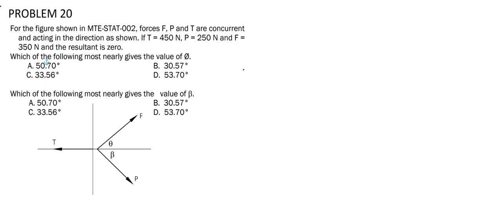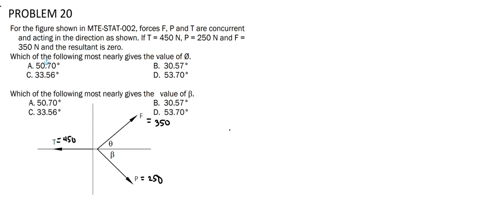We are given three forces F, P, and T that are concurrent and active in the direction shown. If T is equal to 450 newtons and P is equal to 250 newtons, and F is equal to 350 newtons, and the resultant is 0, which means that the entire body is in equilibrium. We are tasked to solve for the value of angle theta and angle beta.